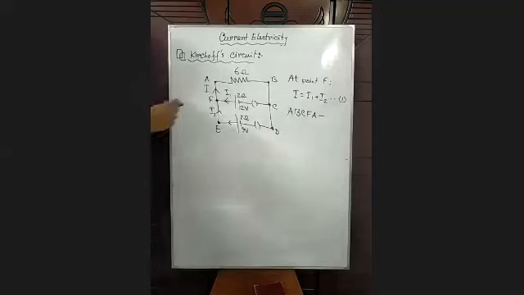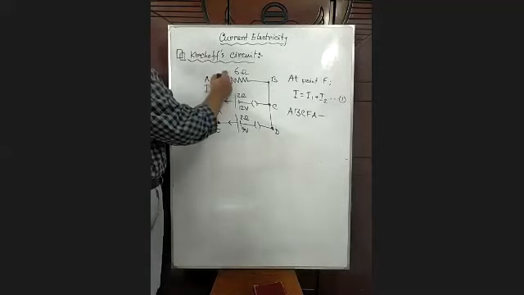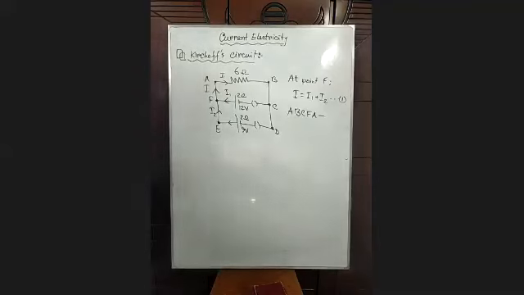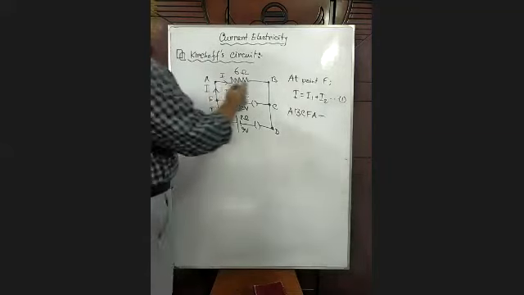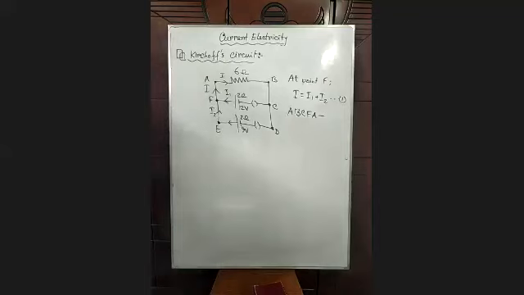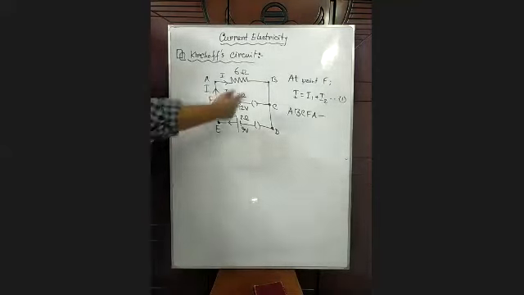We have to remember one thing. If the current goes in the direction I go, I will consider the current as positive. I am repeating again: if the current goes in the same direction that I am traversing, then the current is considered positive. And if the direction of the current is opposite to the direction I go around the loop, then that current will be considered negative. So we'll go for this loop.